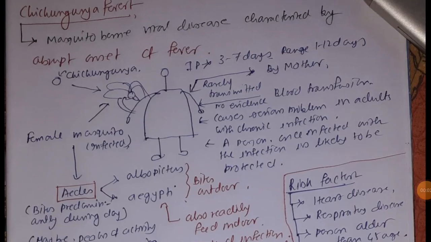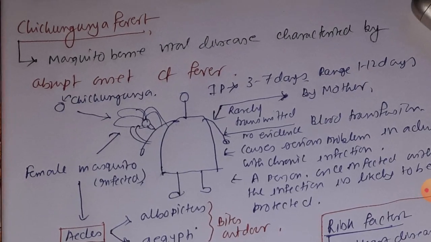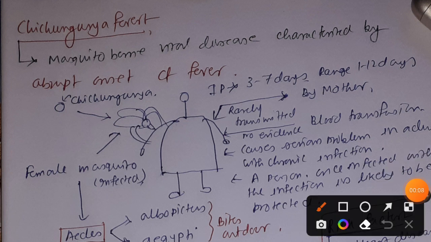Today we are going to discuss Chikungunya fever. Chikungunya is a mosquito-borne viral disease characterized by abrupt onset of fever. That means when they ask you about the symptoms of Chikungunya fever, you have to mention the fever at a temperature of 102 degrees Fahrenheit to 104 degrees Fahrenheit. This is the characteristic of Chikungunya fever.